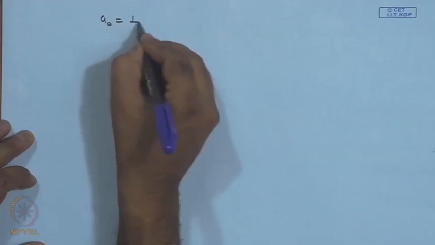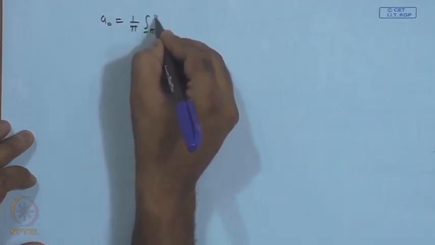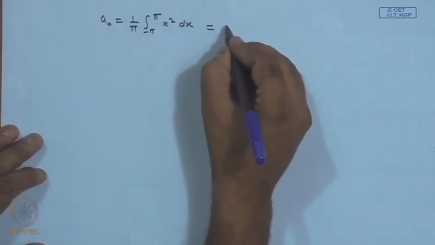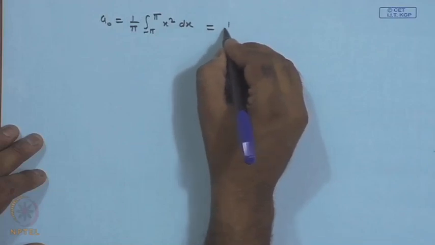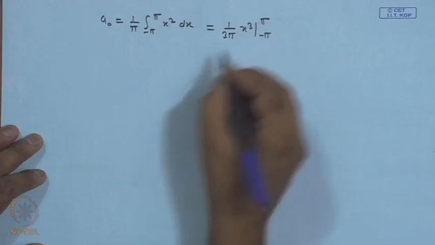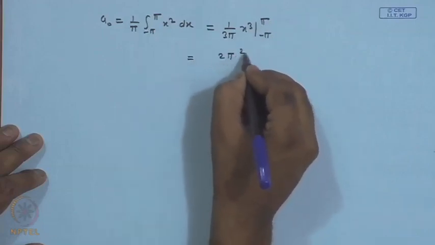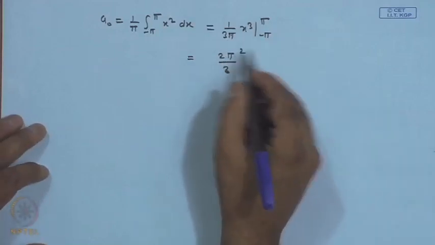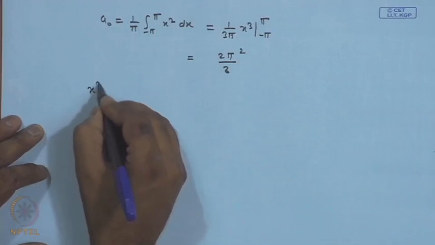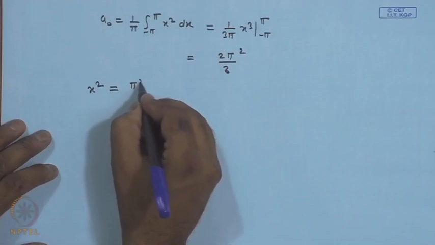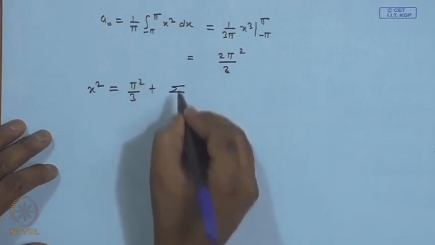Now we calculate a0. So a0 will be 1 over pi, integral from minus pi to pi of x square dx, and this is just x cube over 3 from minus pi to pi, and then we have 2 pi square over 3, because pi cube will come and that will be cancelled with this pi. So 2 pi square by 3. So now we can write in that form. So we have this a naught by 2, so pi square by 3 and plus only the cosine terms.